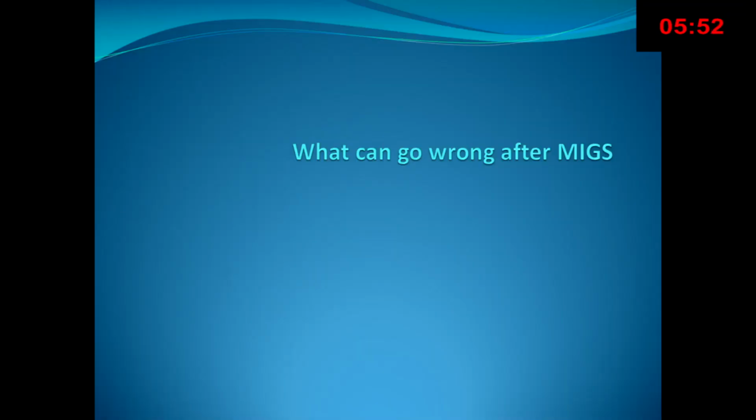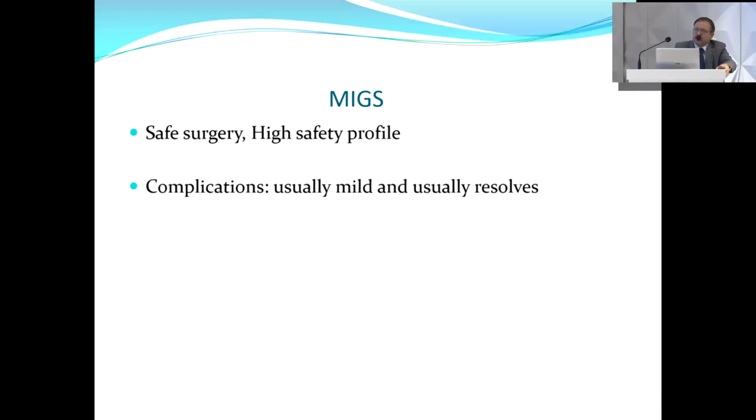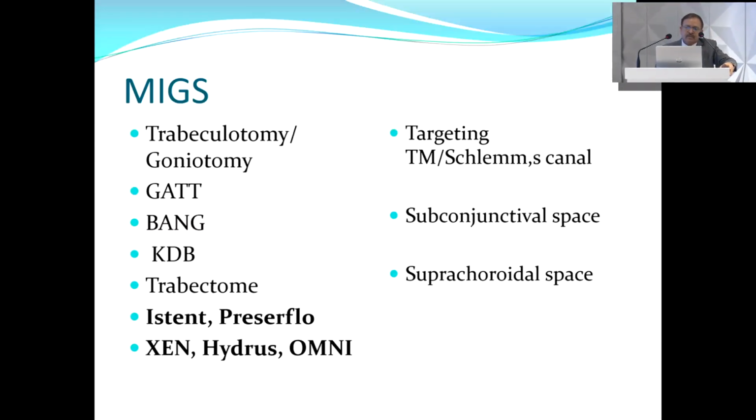So, what can go wrong after the MIGS has been done? We know that MIGS has a high safety profile and it's a safe surgery compared to the trab or other stents like AADI or AGV. But complications do occur, though most of the complications are mild and may resolve on their own. The different MIGS done are trabeculotomy, goniotomy, GATT, BANG, KDB, trabectome. All these are done here also, except the lower ones, which are definitely cost effective. So, maybe very little is being done.